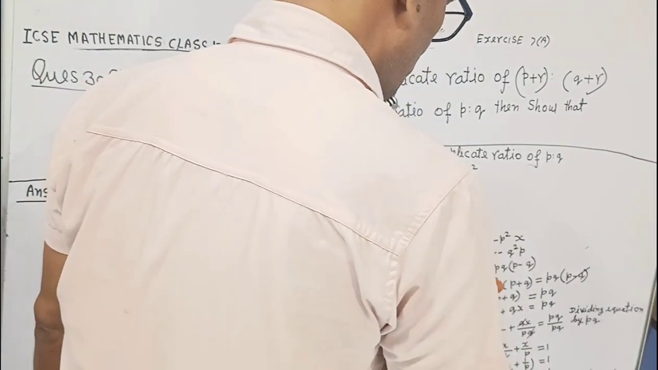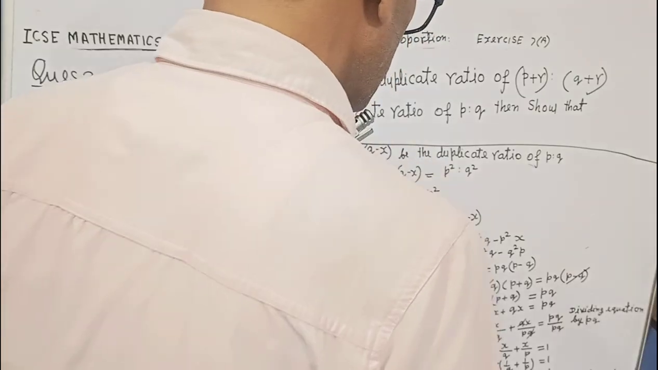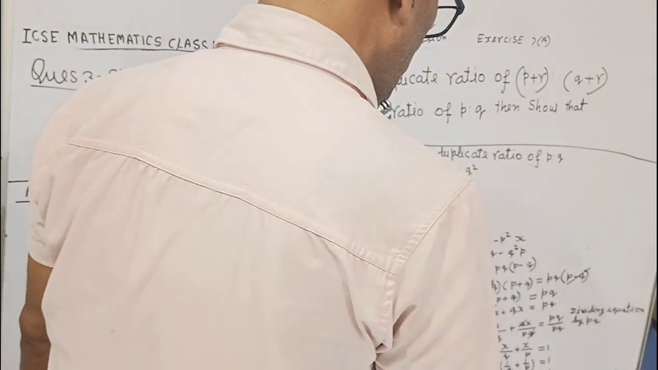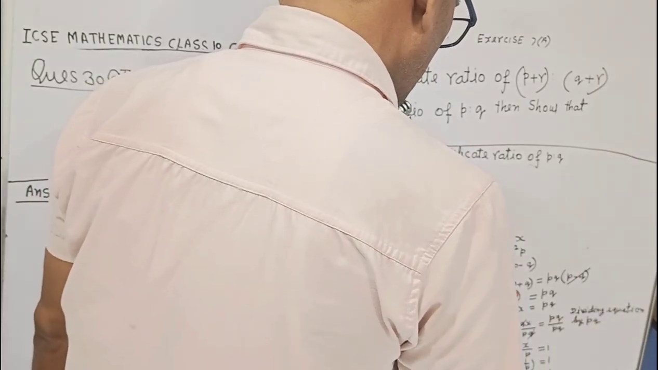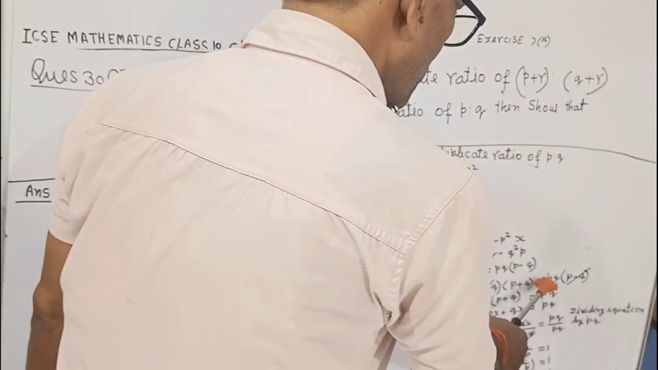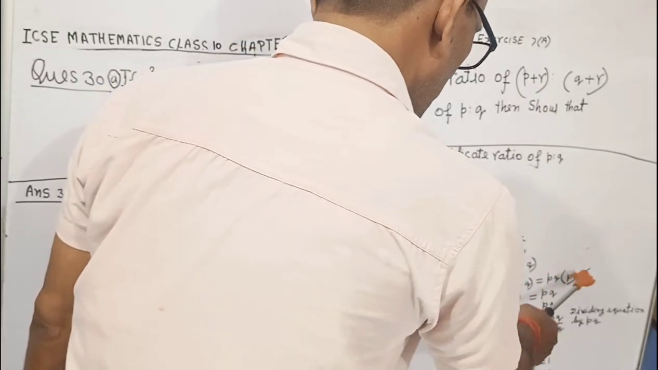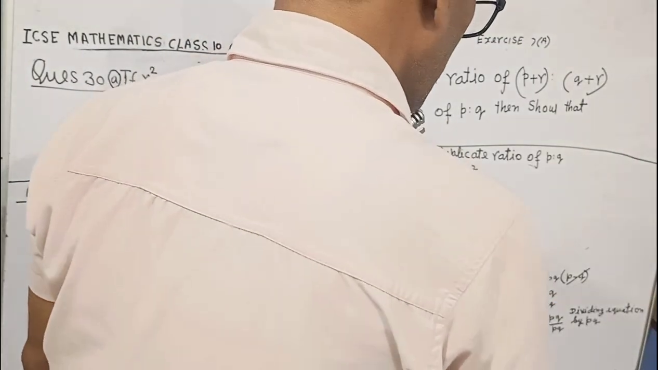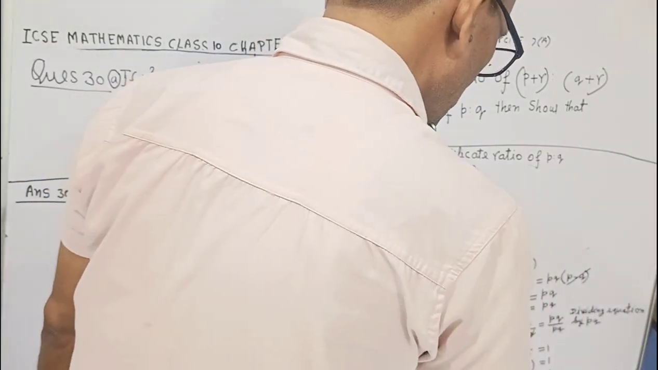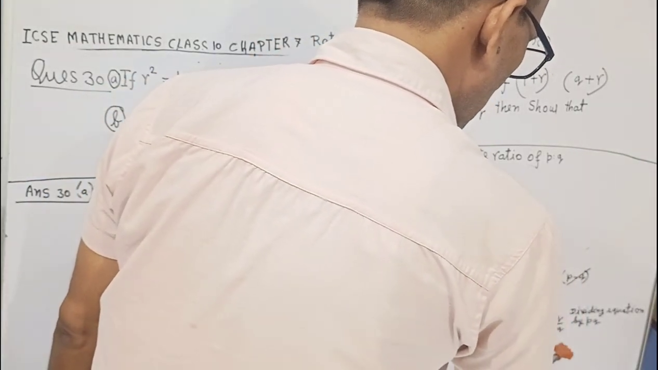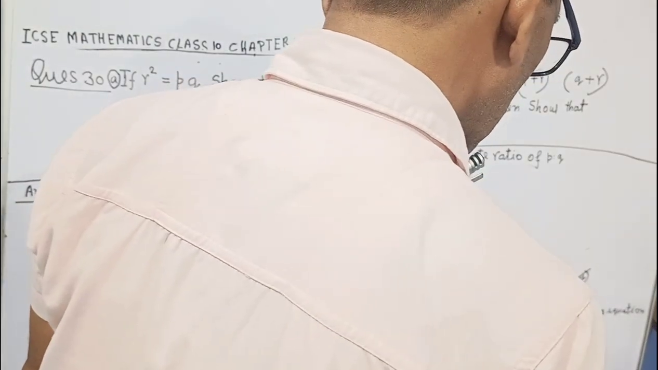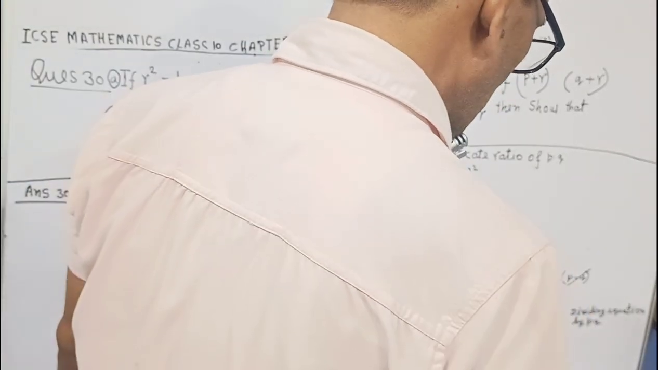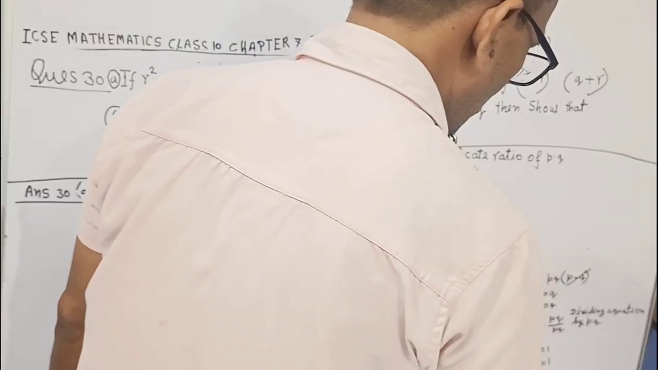X is common, so P square minus Q square, and PQ is common, so P minus Q. Then X common into P minus Q into P plus Q, because P square minus Q square is factorized as P minus Q, P plus Q, equal to PQ into P minus Q. P minus Q is cancelled by P minus Q. X into P plus Q is equal to PQ. Px plus Qx is equal to PQ. Dividing the equation by PQ, Px by PQ plus Qx by PQ equals PQ by PQ. So x by Q plus x by P is equal to 1. X common, 1 by Q plus 1 by P is equal to 1 by X. Hence proved.